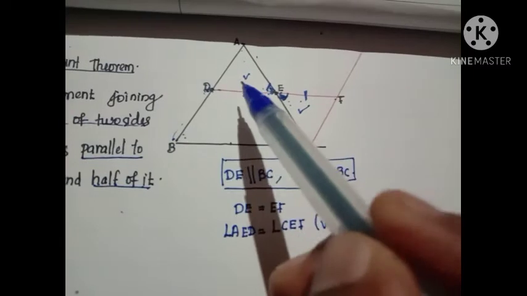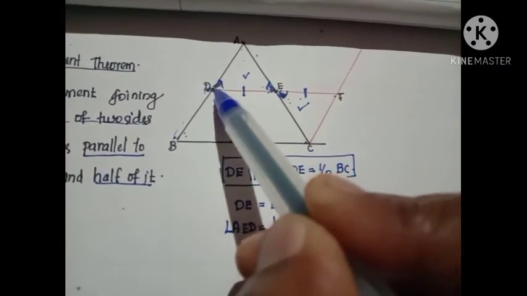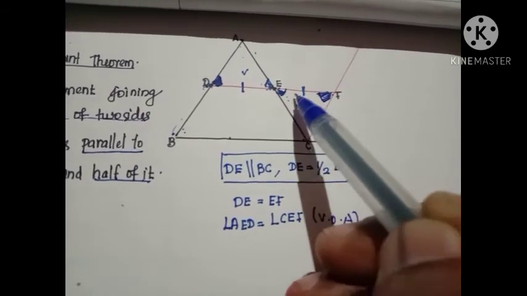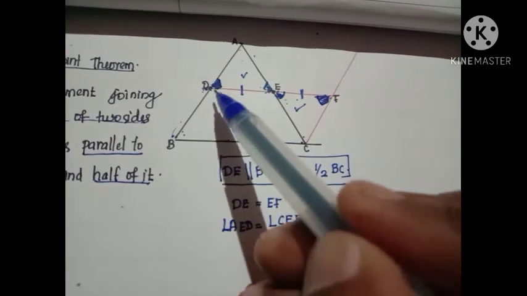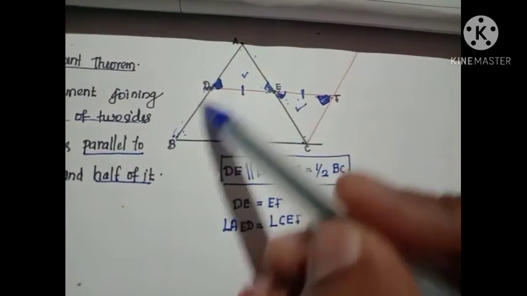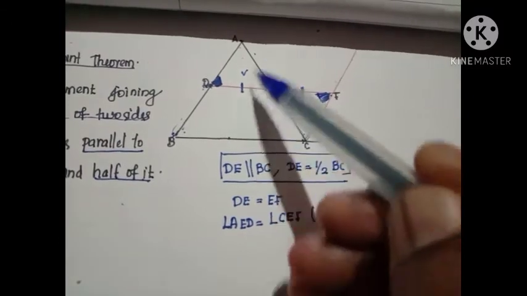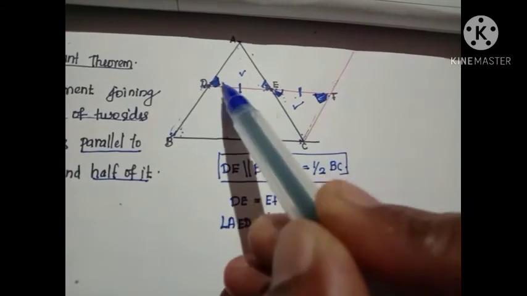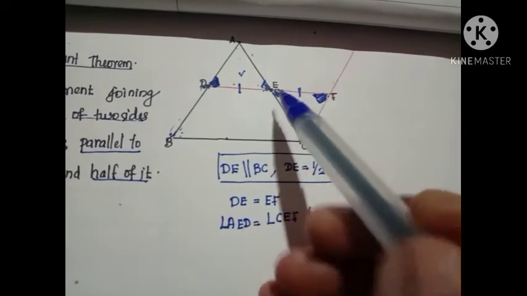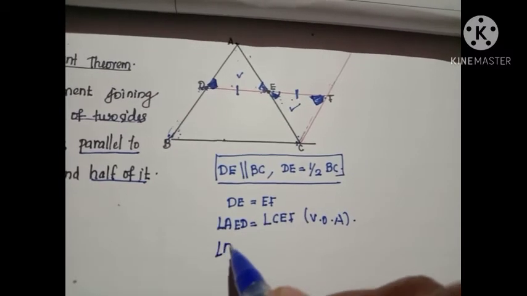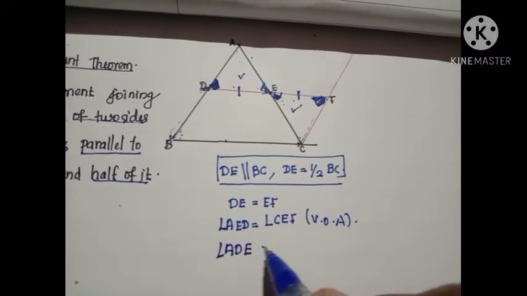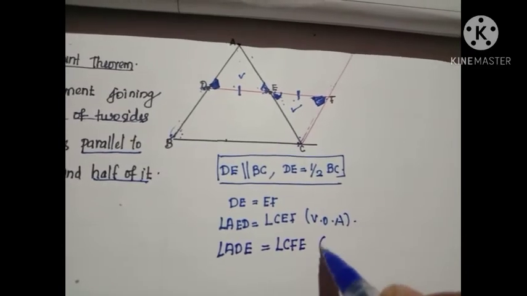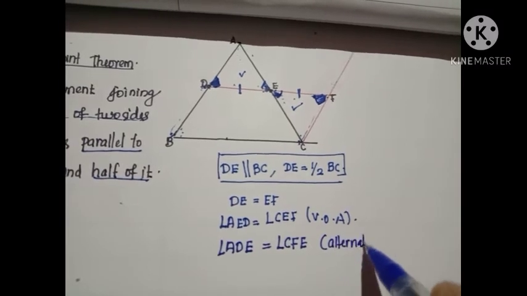Okay. Now listen, what about these two angles? Angle ADE and angle EFC. Listen, by our construction, BA or AB is parallel to CF. That is, these two lines are parallel and DF is a transversal. Okay. So these two angles are alternate angles and these alternate angles are equal. So angle ADE is equal to angle CFE. What is the reason? Alternate angles.